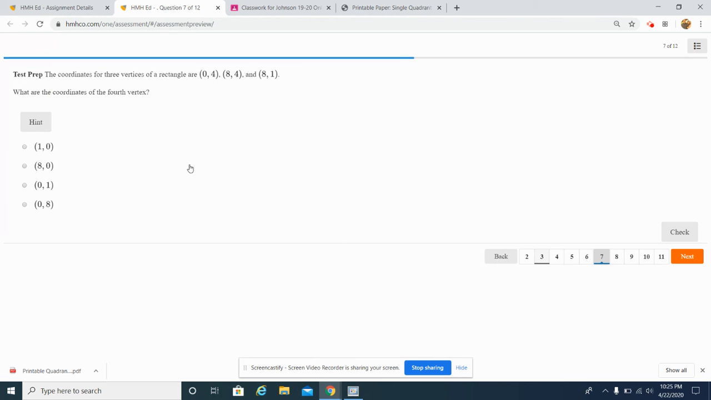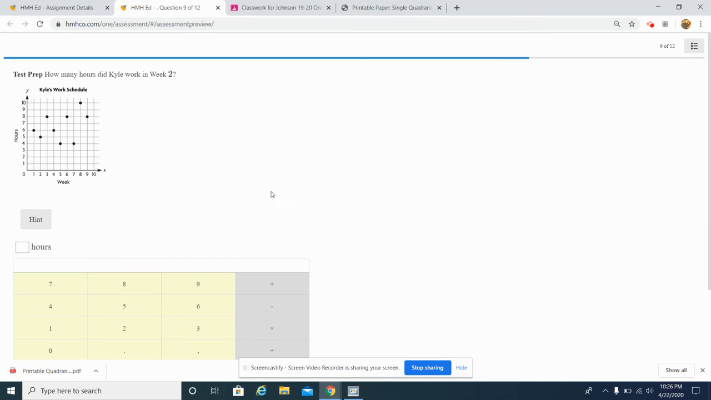Okay, number 7, the same thing. The coordinates for 3 vertices are given. What is the coordinate of the 4th vertex? Okay, there is a way to see patterns, but for right now, the easiest thing is just to plot these on a graph and then see which the other one would be. Okay, and then the next question is, what is the perimeter? Remember, perimeter is we're adding up all the sides around.